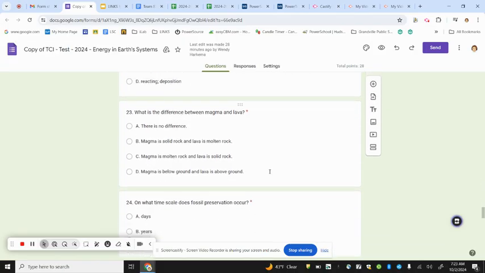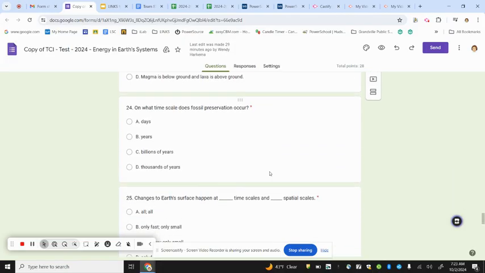Number 23, what is the difference between magma and lava? A, there is no difference. B, magma is solid rock and lava is molten rock. C, magma is molten rock and lava is solid rock. D, magma is below ground and lava is above ground.